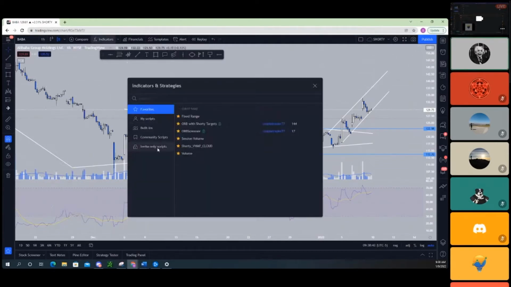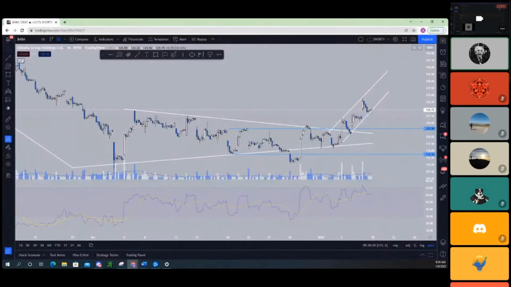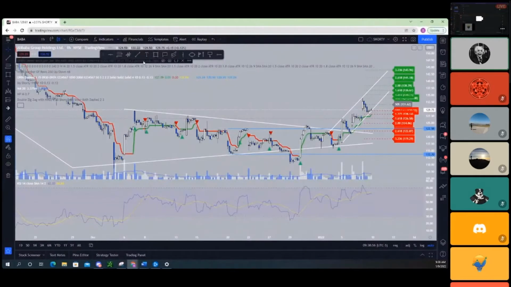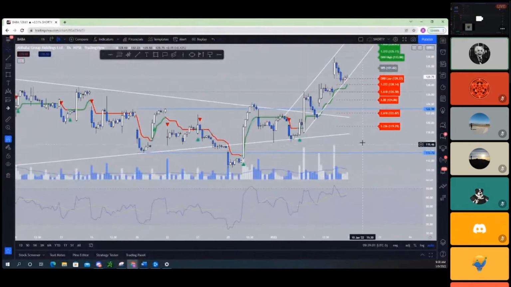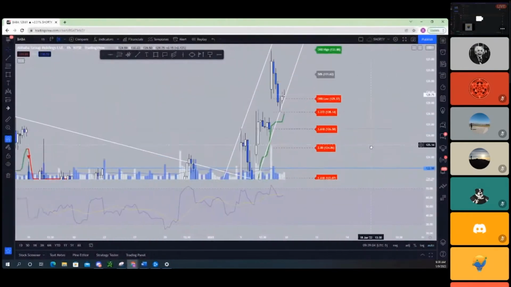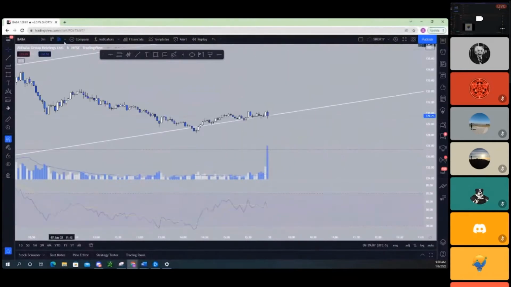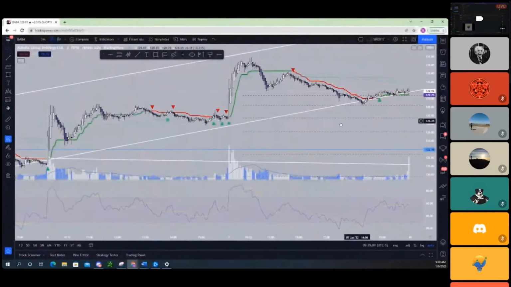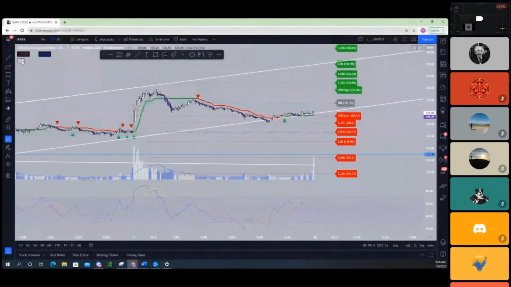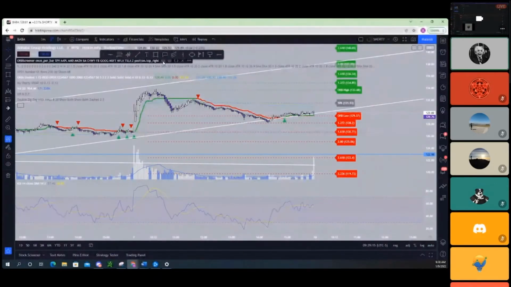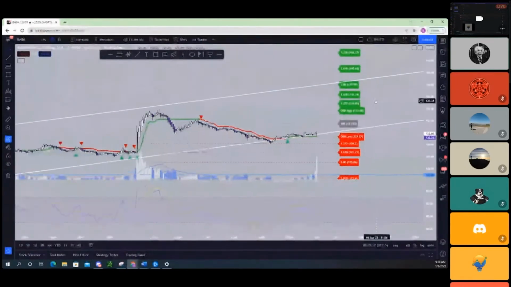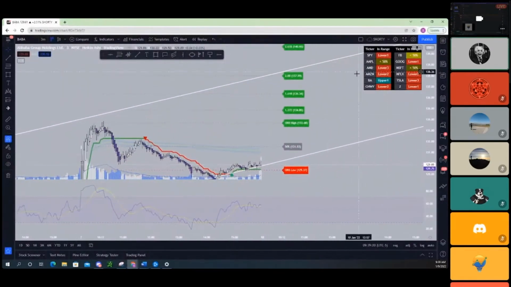If you go under indicators and you click on invite only scripts, you will have ORB with Shorty targets, and you'll have the ORB screener. Once you load those up and you go here, I'll just unhide mine. The ORB screener is up here. Now let it just load up. Where's my ORB screener? Maybe it won't load. Oh, it's still loading. We'll give it some time. But there goes the ORB screener as well in the top right.